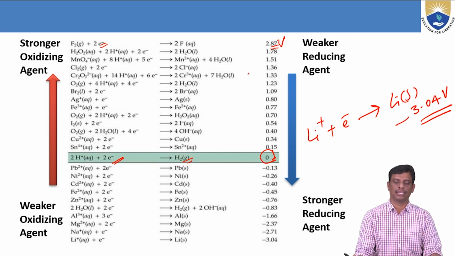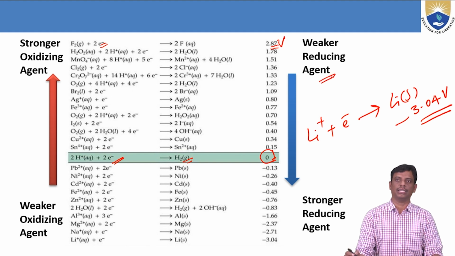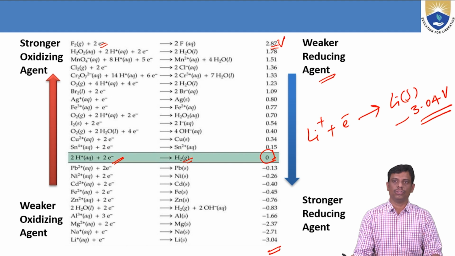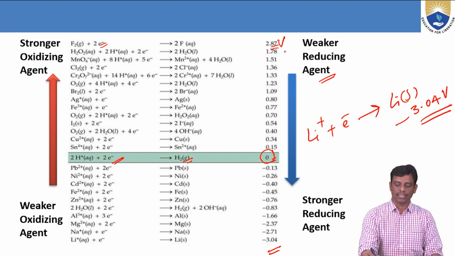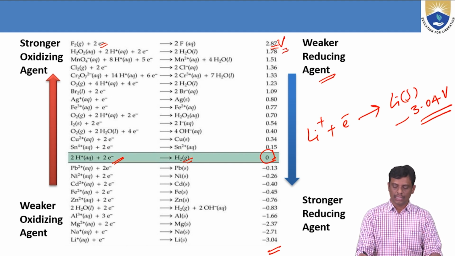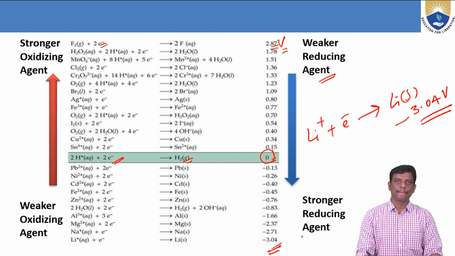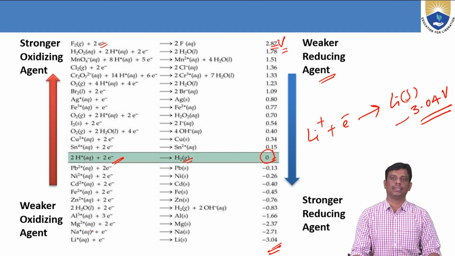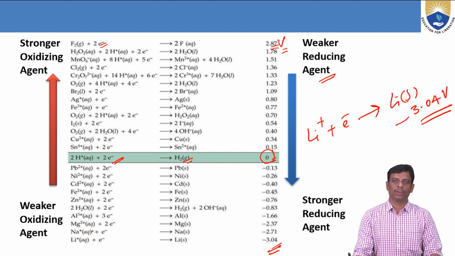The fluorine acts as a weaker reducing agent, and the lithium acts as a stronger reducing agent. Similarly, fluorine acts as a stronger oxidizing agent, and lithium acts as a weaker oxidizing agent.